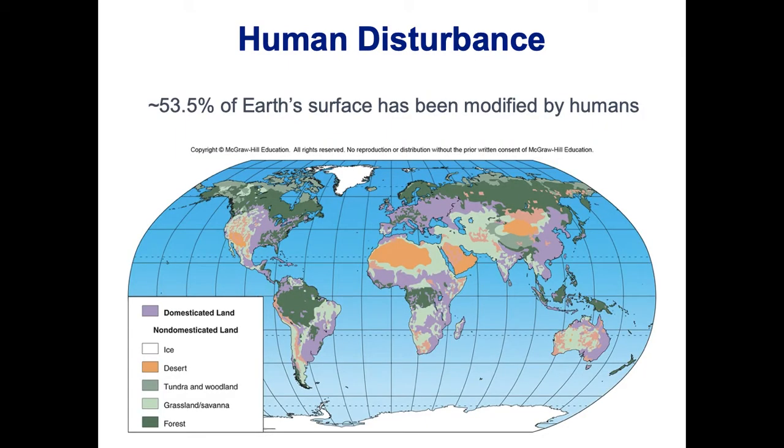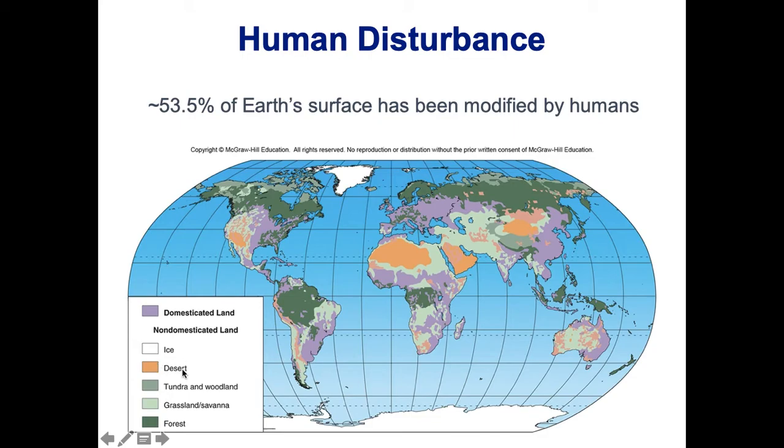So, human disturbance. We're going to talk about habitat here. About 53.5% of the Earth's surface has been modified by people. And you can see this on this world map. This is focused on land, not oceans. And so we can see the purple is domesticated land. That means human dominated. And you can see that a lot of the other biomes that we see a lot of are things we don't use a whole lot.